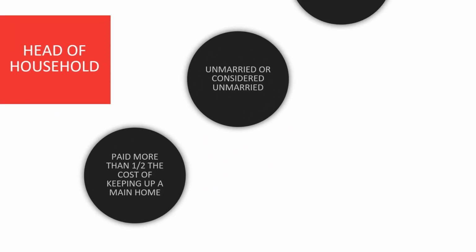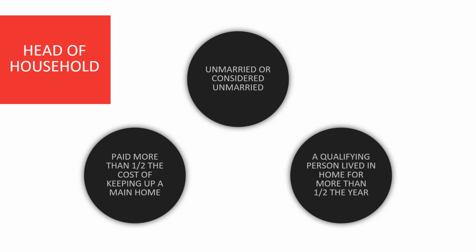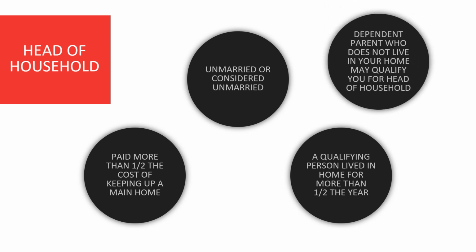Head of household is for people who are unmarried or considered unmarried, paid more than half the cost of keeping up a home, and had a qualifying person living in their home for more than half the year. You will have many clients that tell you that they are head of their household. Or they'll say, I live in my own house and I pay all expenses. That's not what this means. You also have to have a qualifying person living in the house with you. The only person who does not have to live with you is your parent, and that is only if you claim them as your dependent.